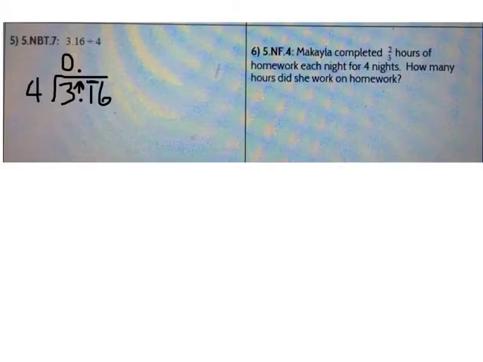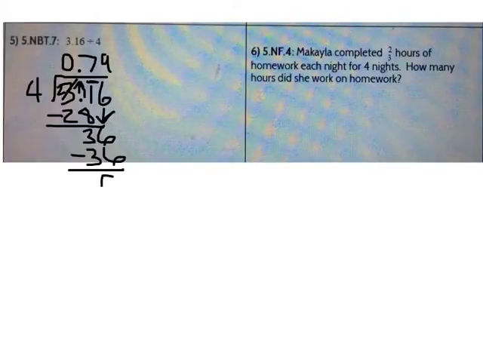How many times does 4 go into 31? 4 goes into 31 7 times. What's 7 times 4? It's 28. I can subtract. What's 31 minus 28? 31 minus 28 is 3, and bring down the 6. Now I can divide again. How many times does 4 go into 36? 4 goes into 36 9 times. What's 9 times 4? 9 times 4 is 36. When I subtract, there's none left over, so the answer is 79/100ths.